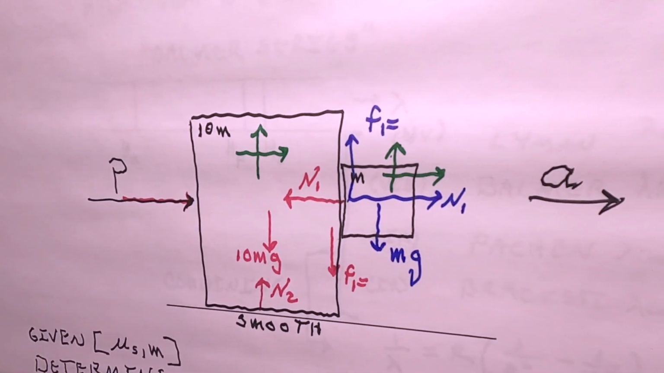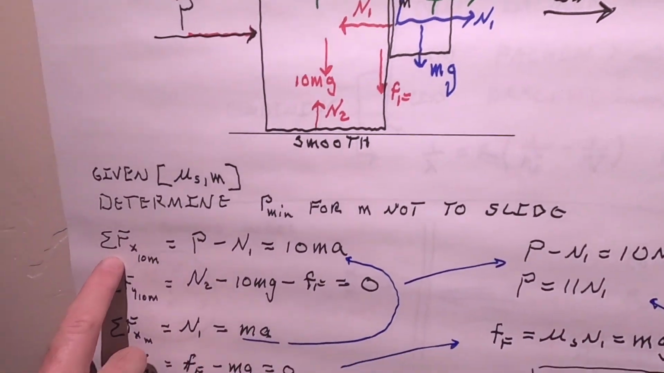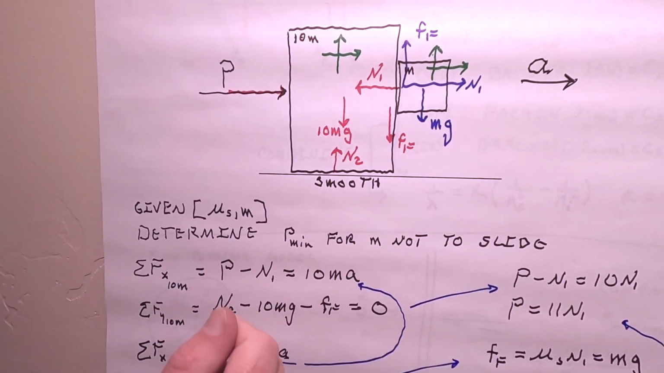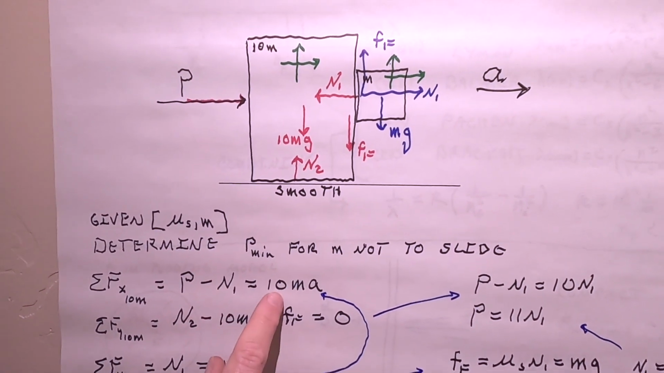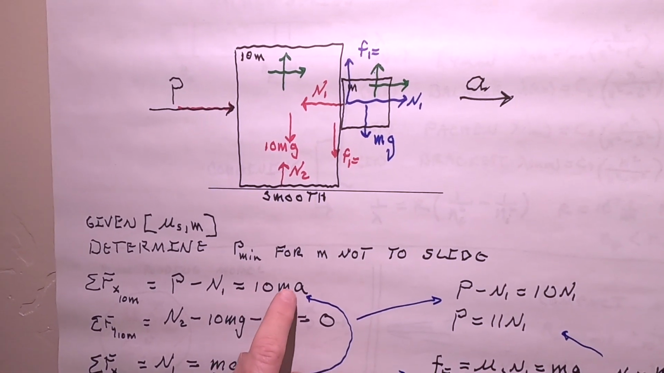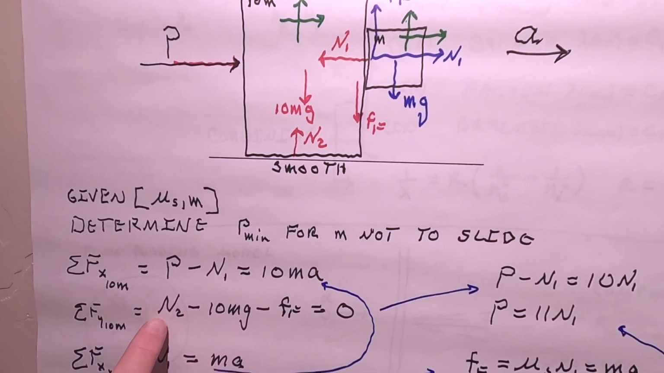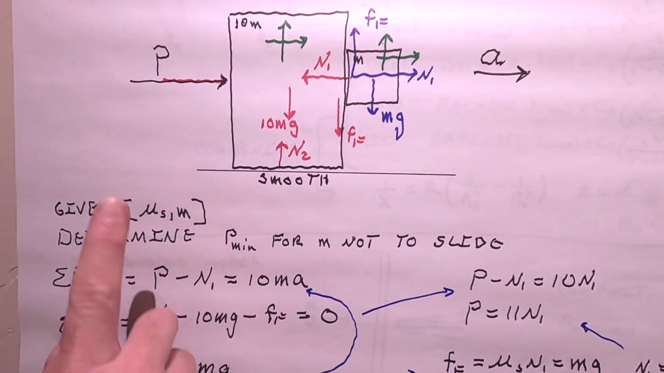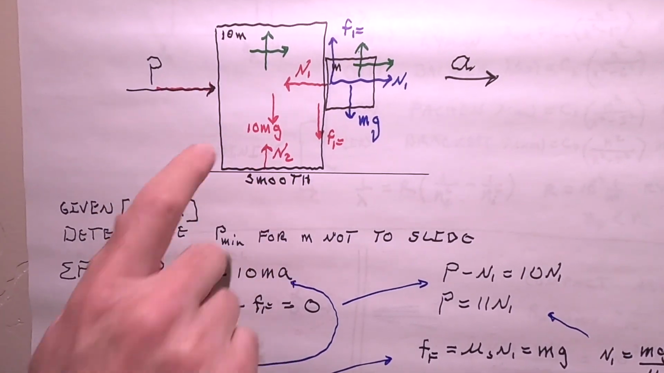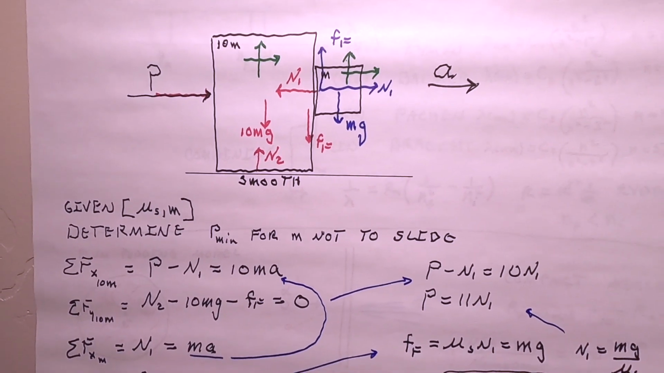So now we can go ahead and write out the sum of the forces on each of these two blocks. So the sum of the forces in the x direction on the 10m block, we got the P going this way minus the N1. It is accelerating. They're both accelerating at the same value, equals 10ma. Don't forget, this is 10m right here. Sum of the forces in the y on this block, we have N2 going up, we have the 10mg coming down, and we have the friction coming down. And this block is not accelerating this way, so it equals 0.